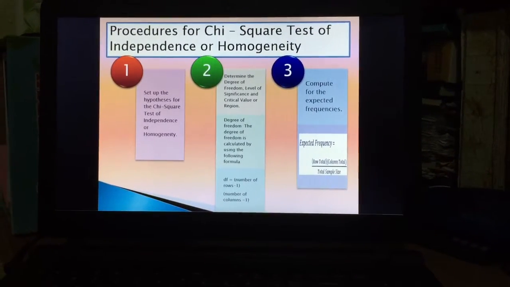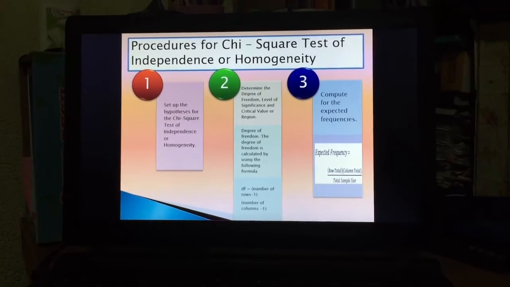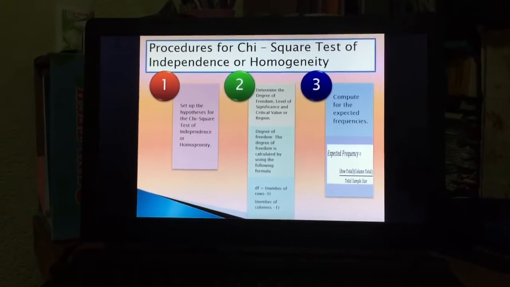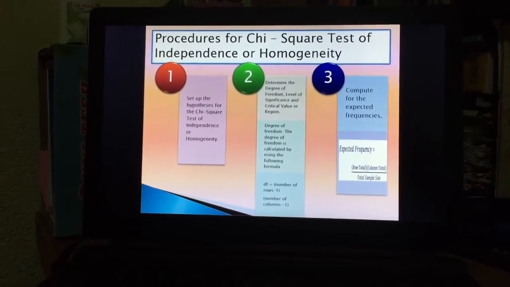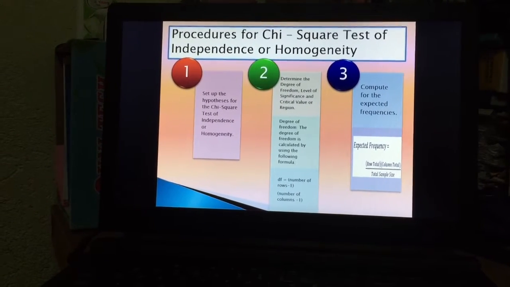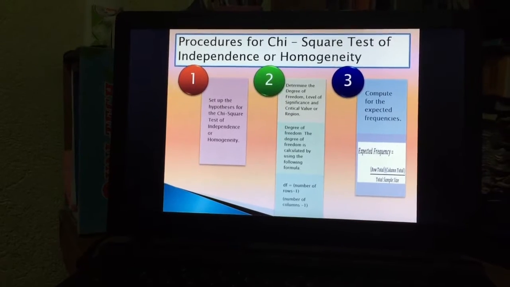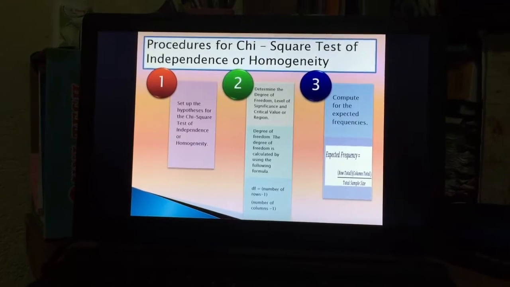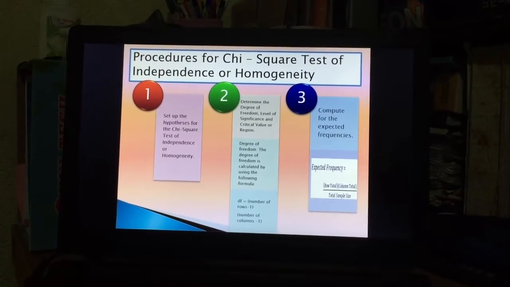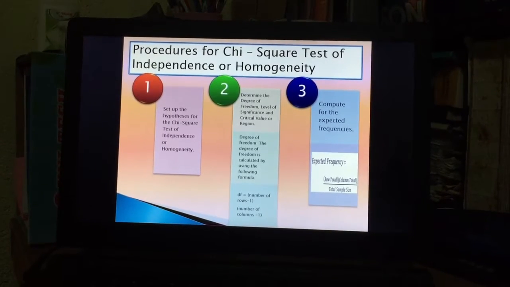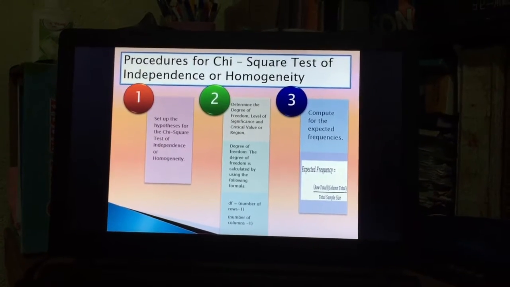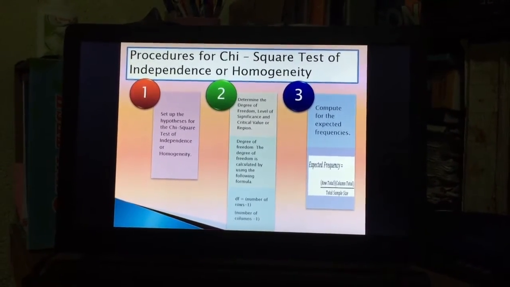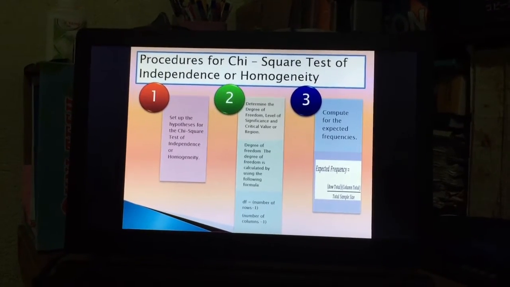Step number 2. Determine the degree of freedom, level of significance, and critical value or region. The degree of freedom is calculated by using the following formula. df, meaning degree of freedom, is equal to number of rows minus 1 multiplied by number of columns minus 1. Step number 3. Compute for the expected frequencies. The formula for expected frequency is equal to row total multiplied by column total all over total sample size.